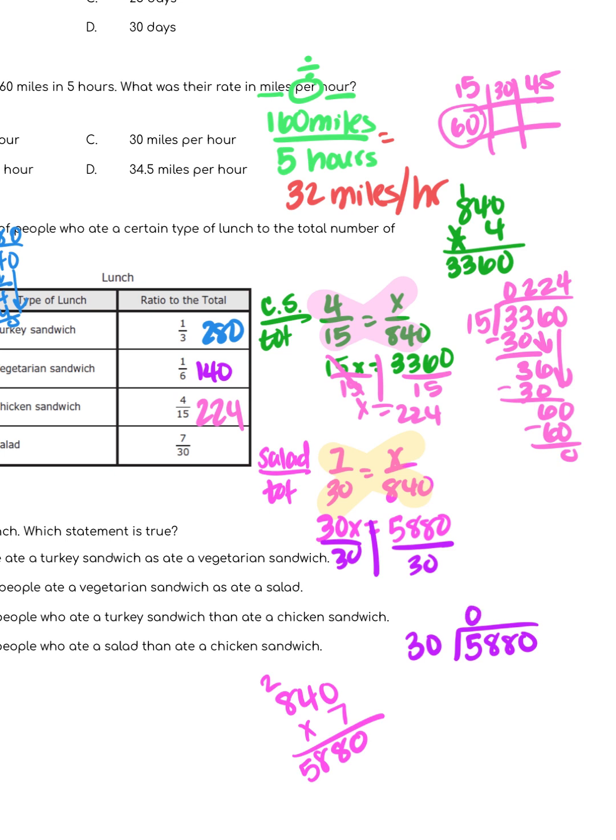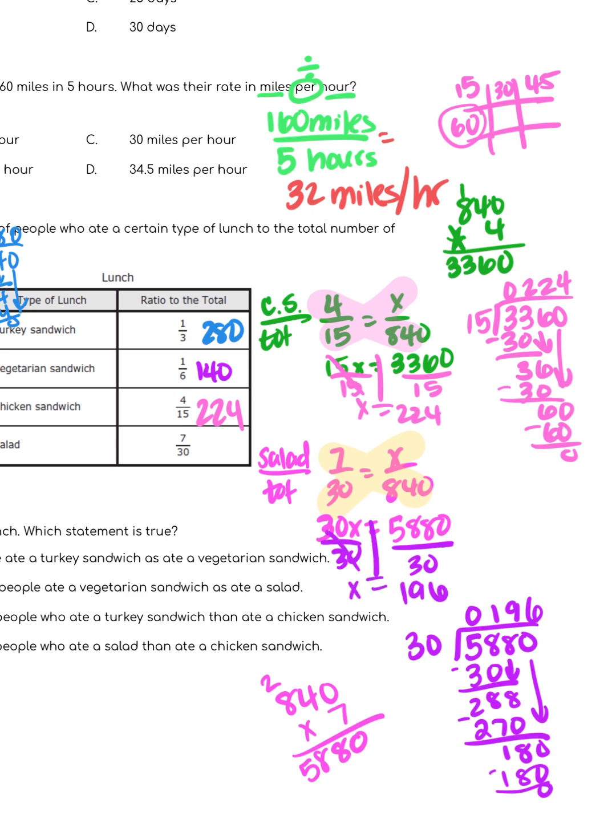30 doesn't go into 5, but it goes into 58 once, which is 30. Subtract, and I'm going to get 28. Bring down my 8. 30 goes into 288. Well, 3 goes into 28 9 times for 27, so this will be 9, which is 270. Subtract, and I get 18. Bring down my 0. 30 goes into 180. Well, 3 goes into 18 6 times, so that will be 6. So that means x equals 196.